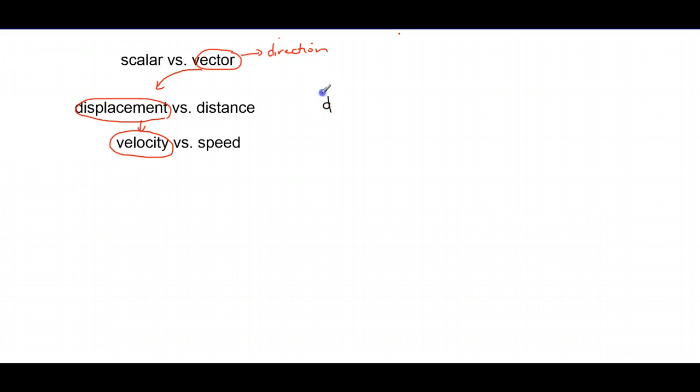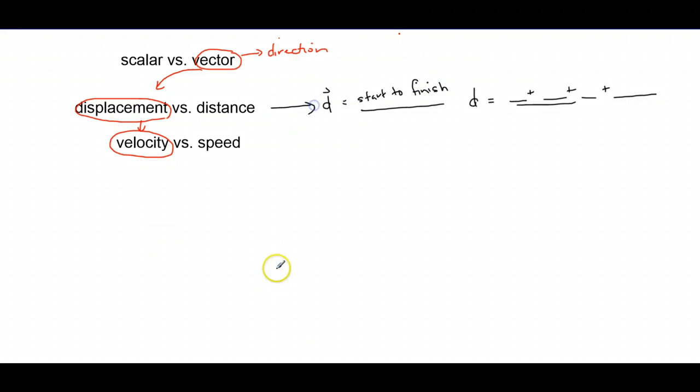Displacement, just because it's a vector, has a little vector arrow on top of it, and distance does not. Displacement is basically where you started to where you finished using a straight line. Distance is adding up all your individual movements, so the total length of the path traveled. Displacement is from start to finish only, using a straight line. So there's sort of a summary of that.